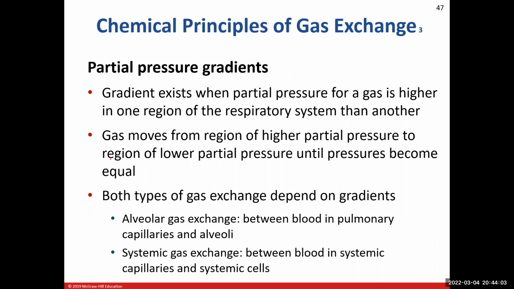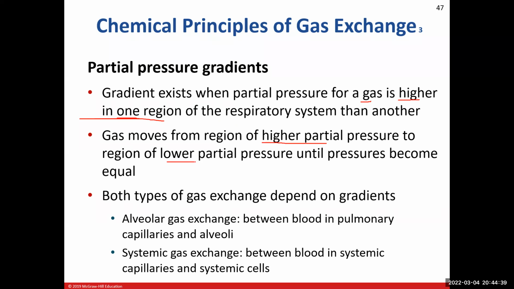So when we're dealing with partial pressure gradients, the same principle is going to apply. The partial pressure for a gas needs to be higher in one region of the respiratory system compared to another. And when it is, that gas is going to move from an area that has a higher partial pressure to an area that has a lower partial pressure. And it'll keep moving until it reaches equilibrium.